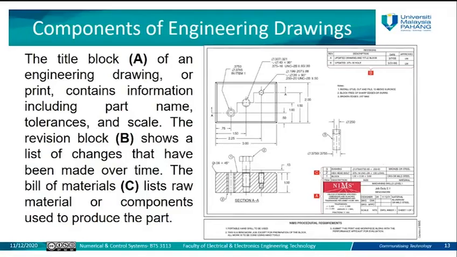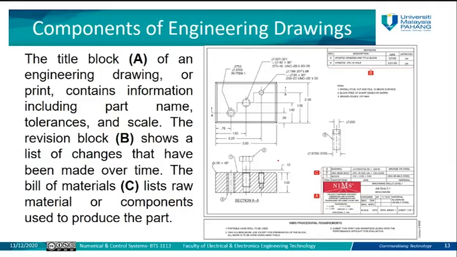You can see the name of the company. You can see the name, the material. For example, here is aluminum. All this, the size, the scale, all information will be placed on these blocks here, in addition to the main drawings. So the main drawings will be placed in this area, either the top view or the sectional view or the side view. All will be placed in this area.